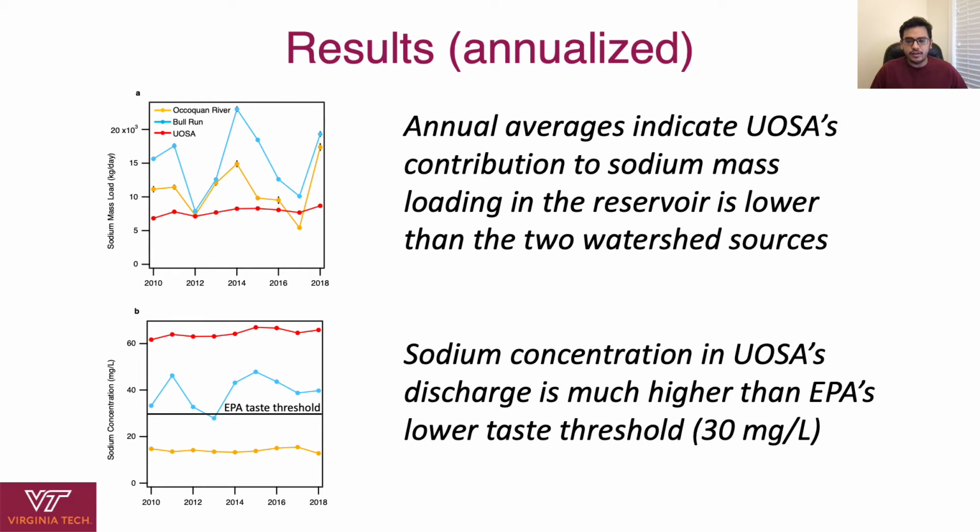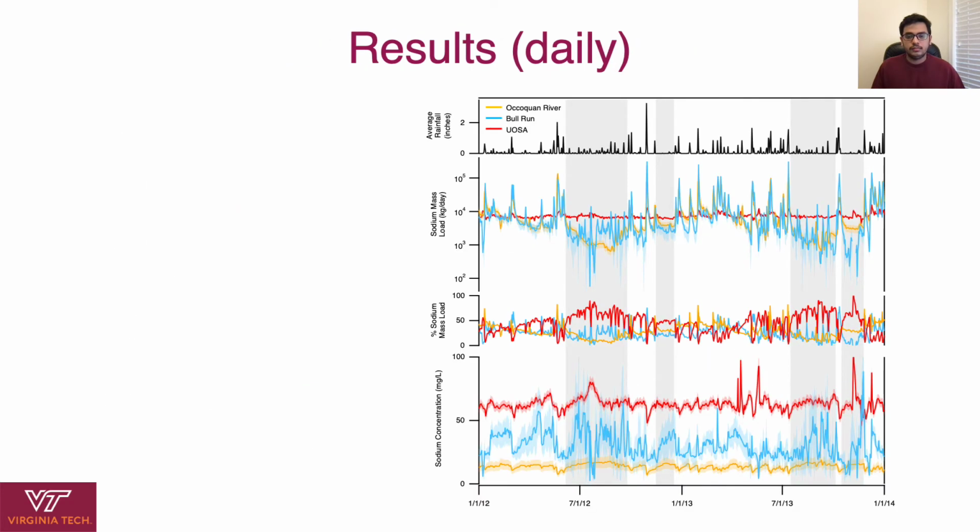Looking at these annualized results, it may seem that UOSA contributes a minor portion of sodium mass loading to the reservoir. But the story gets more nuanced when we take a look at daily predictions instead of annual averages. This plot shows daily predictions of sodium mass load and concentration from each source for a 2-year period, along with the daily average rainfall in the watershed.